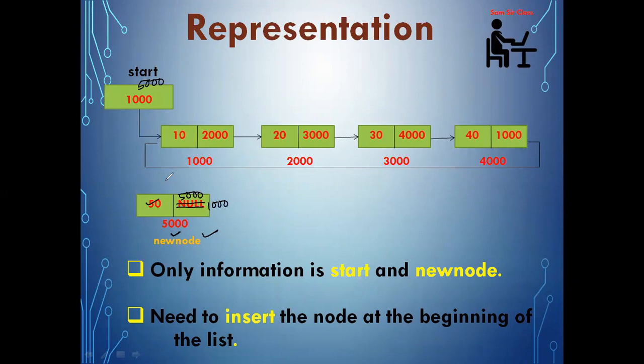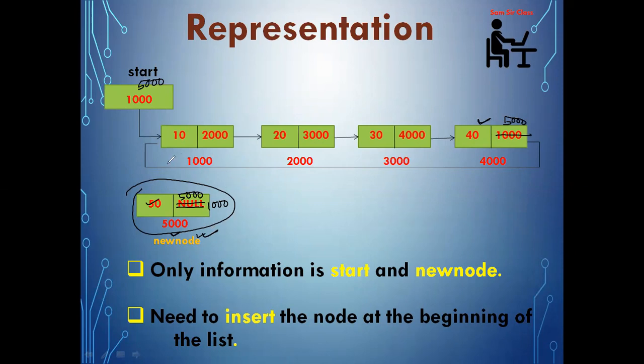Now this is the same process that we have already followed in single linked list. But in a circular linked list, as this node will become the first node, the last node will keep the address of this new node, that is 5,000. This is the single change we need to do in a circular linked list, that is not available in single linked list.